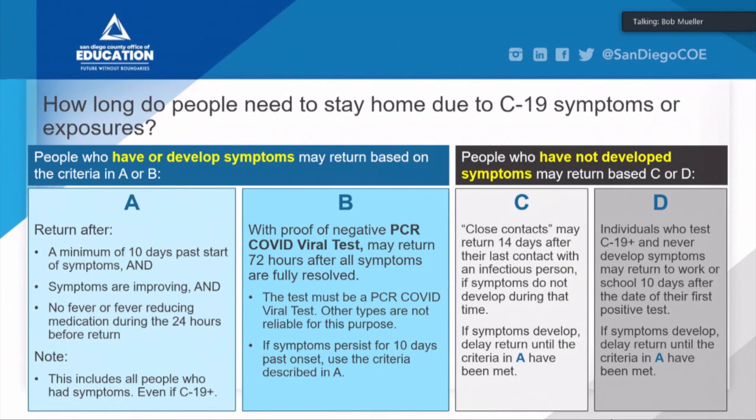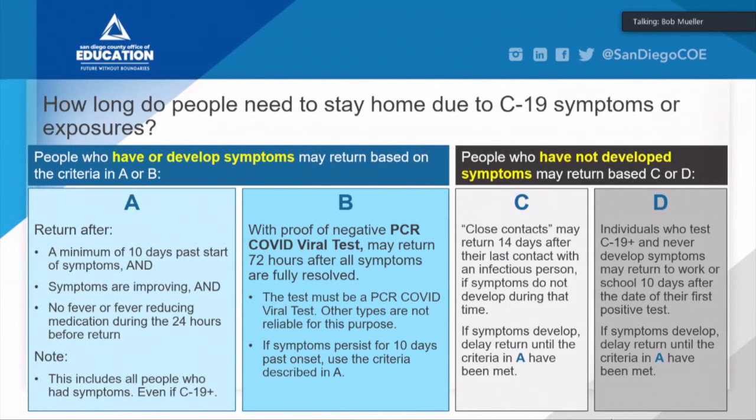The other group of people in column B, some people after developing symptoms will go take a test. And if they were tested using the PCR COVID viral test, they can return 72 hours after all of their symptoms have fully resolved. It's important to note that there are many kinds of tests, and our public health department has told us only the PCR viral test can be used for this purpose.